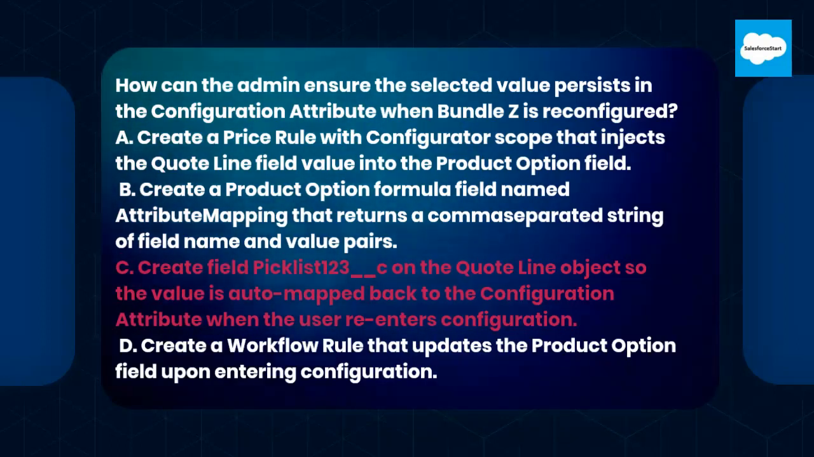The answer is option C. Create field picklist123_C on the quote line object so the value is auto-mapped back to the configuration attribute when the user re-enters configuration.